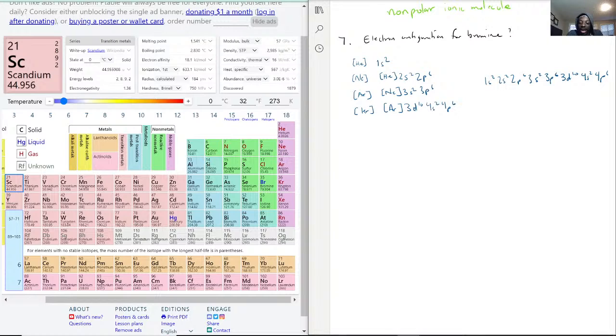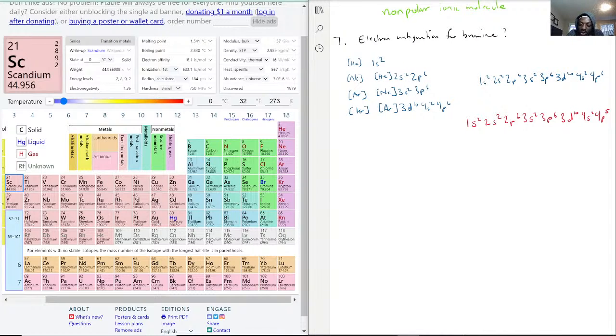But for this question, they're asking for bromine, not krypton. So we did technically pass bromine. Remember that it was 4p5. So it would be exactly the same as we've written above here, but it would be not 4p6, it'd be 4p5. So 1s2, 2s2, 2p6, 3s2, 3p6, 3d10, 4s2, 4p5.